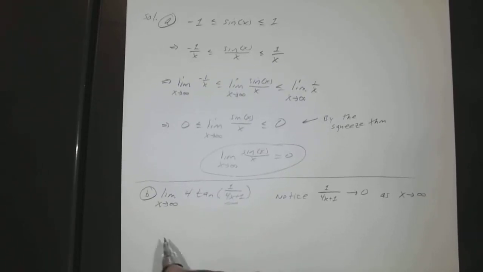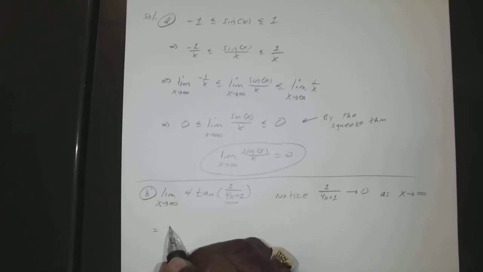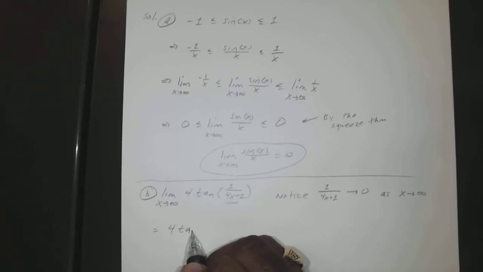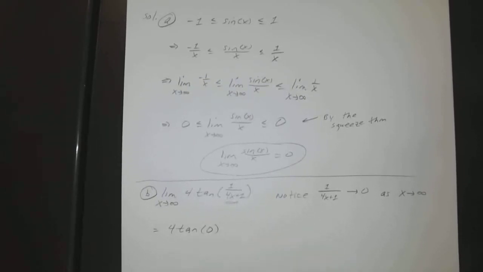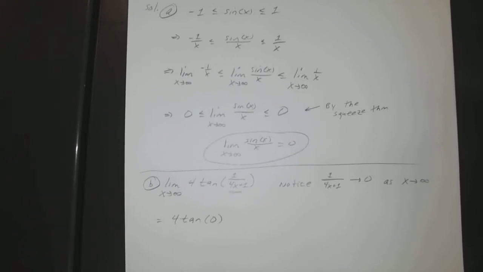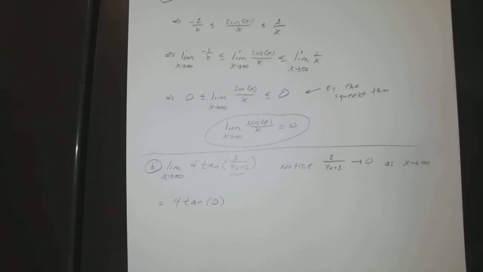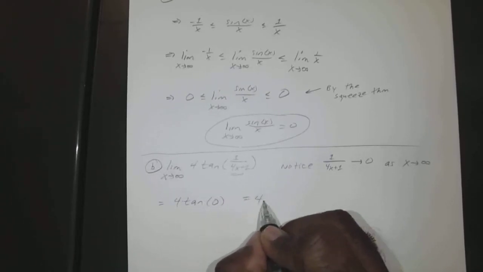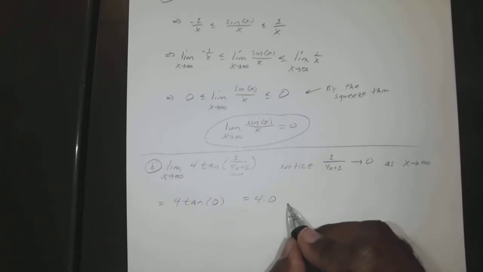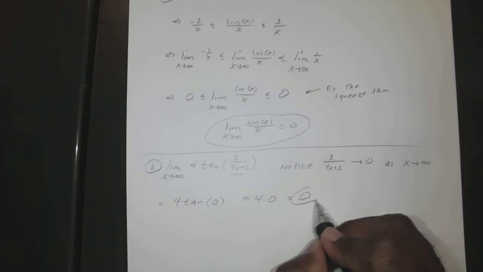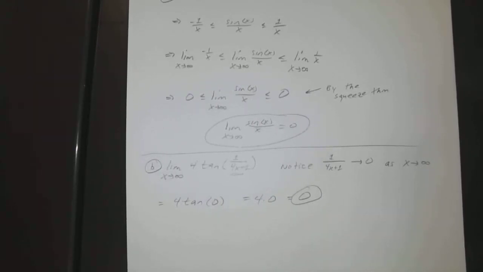So that means this will actually become 4 times the tangent of 0. We know tangent of 0 is 0. That's 4 times 0, which is 0. Okay. Any questions on that one?